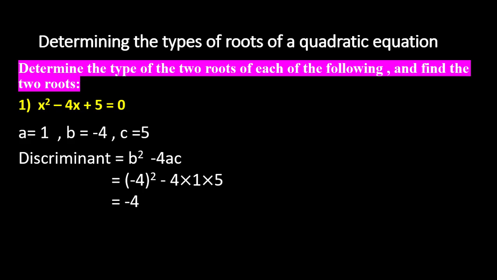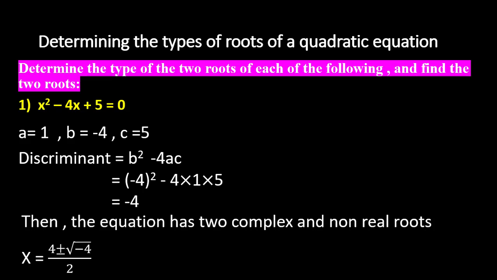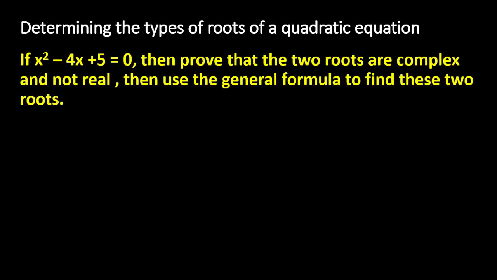I'll use also the general formula, so I'll get that the two solutions are 2 plus i and 2 minus i. Negative b, it means 4, positive or negative square root of negative 4. Square root of negative 4 is 2i. So 4 positive or negative 2i over 2, and I'll divide by 2, so it will be 2 plus i or 2 minus i, two solutions.